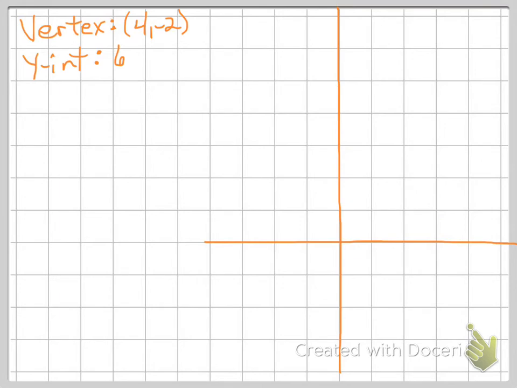Number 20 says sketch each parabola using the given information. First thing it says is my vertex is at 4, negative 2. So 4, 1, 2, 3, 4, negative 2, 1, 2. That's not going to work. Let me redraw these.